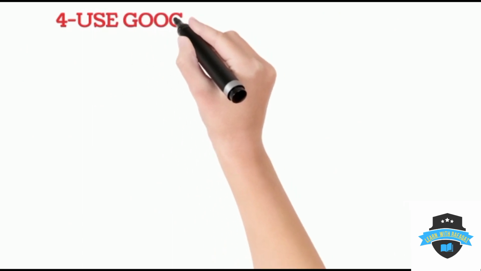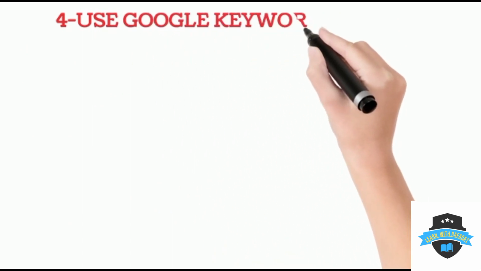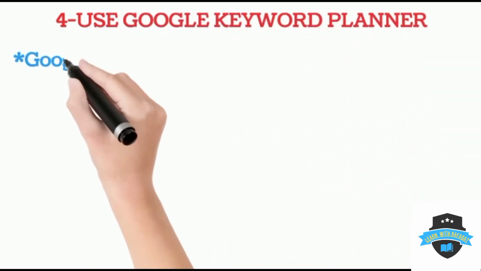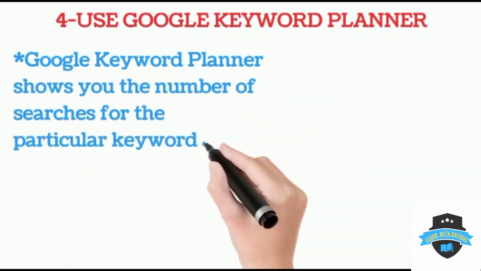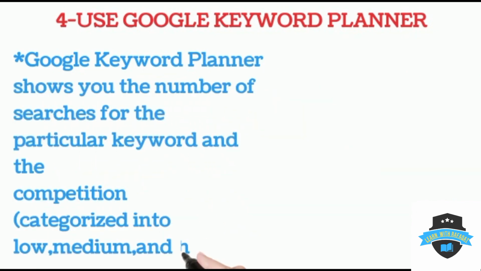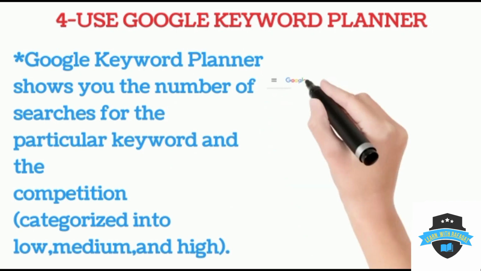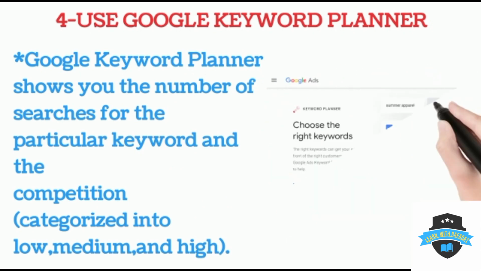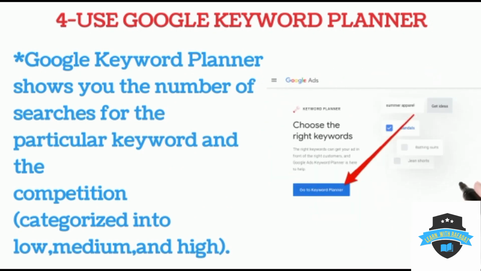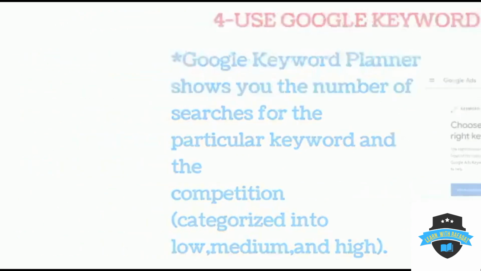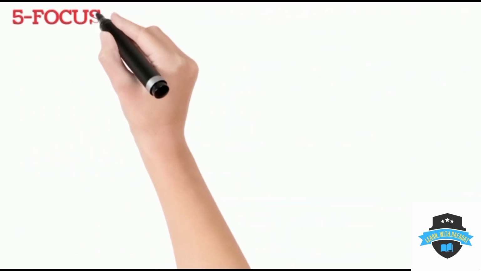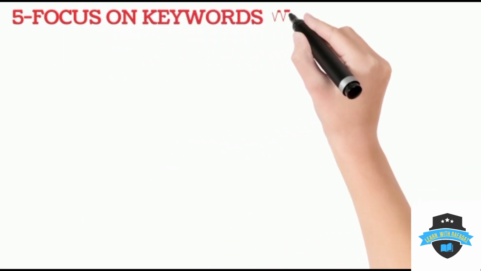Use Google Keyword Planner. Google Keyword Planner shows you the number of searches for a particular keyword and the competition, categorized into low, medium and high. Focus on keywords with low competition.